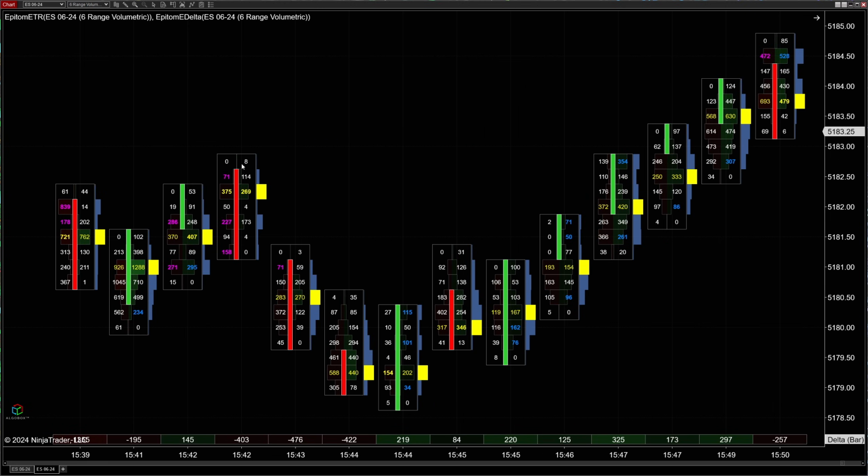When we start coming off this little consolidation, we start coming down. What do we see? Minus 403, minus 476, that's getting weaker. Minus 422, this is not as weak as the prior candle. Plus 219, okay, right here, we know we're getting a shift. Now we have 2 deltas back to back that are stronger than the prior candle. Also on this candle, what do we see? 1, 2, 3 buy imbalances.